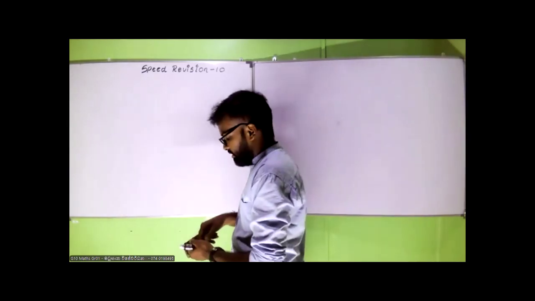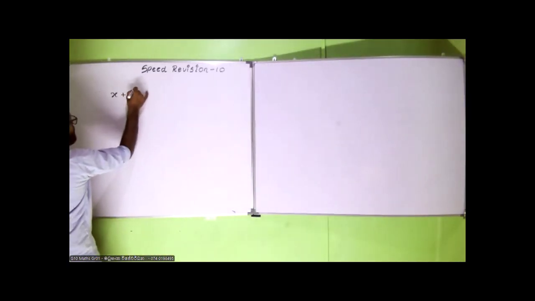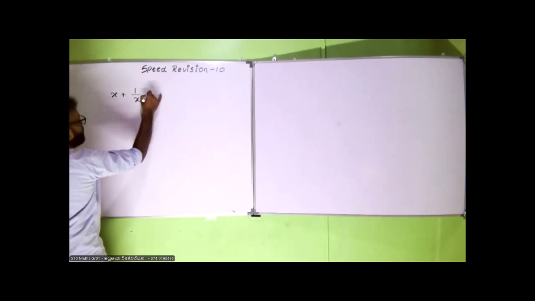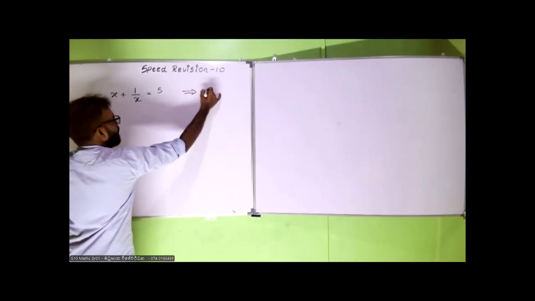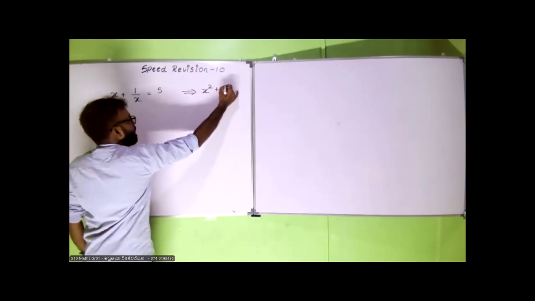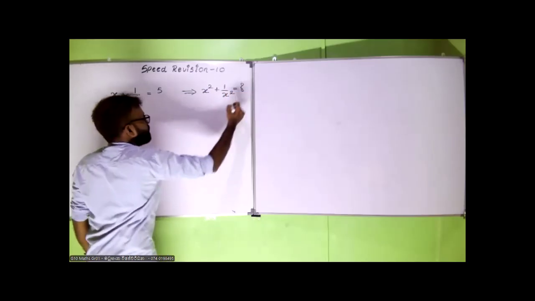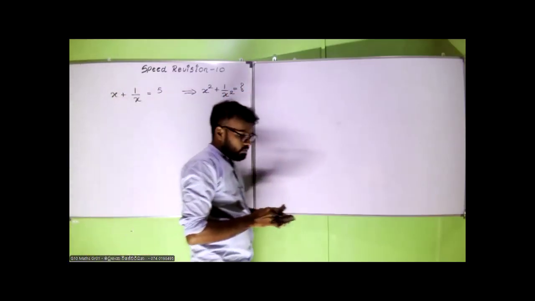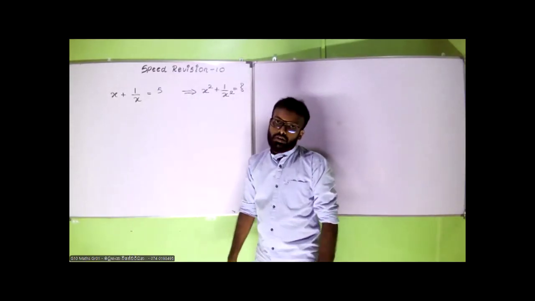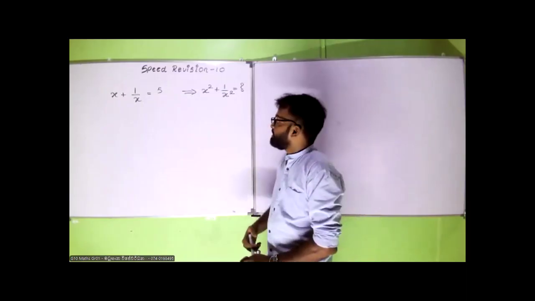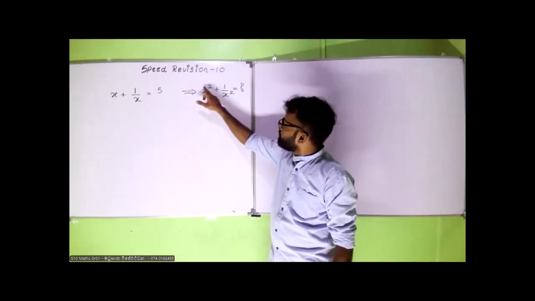If x plus 1 upon x equals 5, what is the value of x squared plus 1 upon x squared? Right? So this is an application of binomial expressions. You can identify it by considering these two terms, okay?